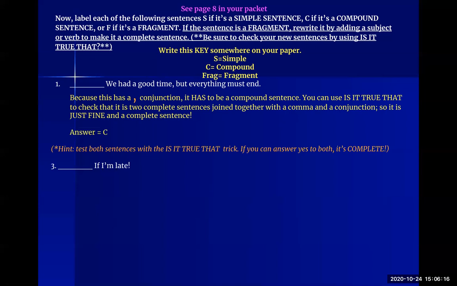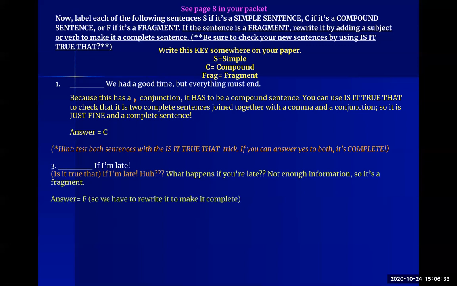And sometimes with conjunctions, they get tricky. So you can even say, is it true that if I am late? Either way, you're still waiting for something. If you're late, what happens? We're waiting for more information. So this is a fragment. You're going to write frag.